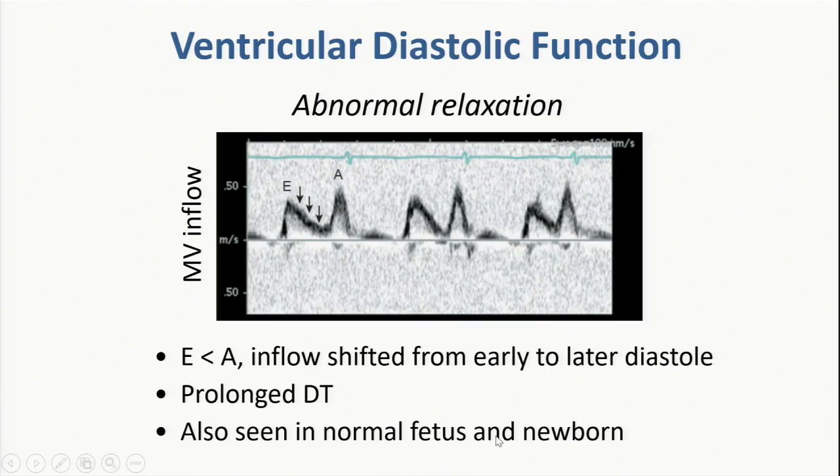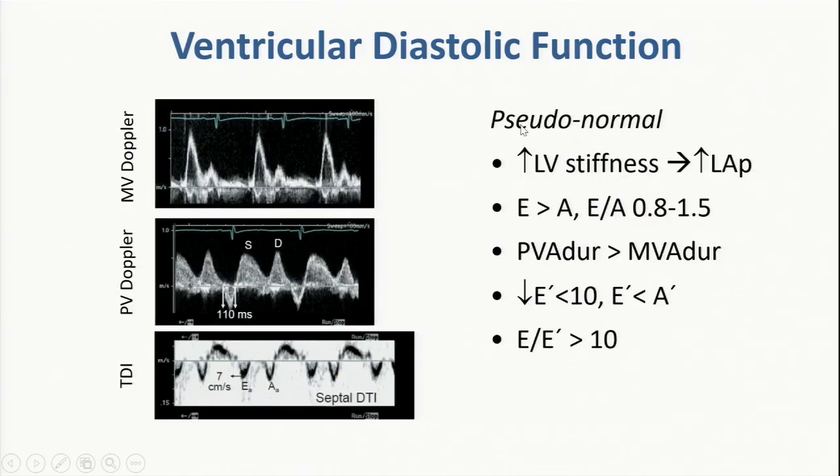Just parenthetically, you can also see this same pattern where E is less than A in a normal fetus and in some newborns as well. Let's look at a pseudo-normal pattern here. I'm giving you the mitral valve Doppler, the pulmonary vein Doppler, and the tissue Doppler indices. So again, we've got increased LV stiffness at this point, and an increased LA pressure that's driven the E wave up more in the mitral valve inflow, but this E to A still could be close to normal.